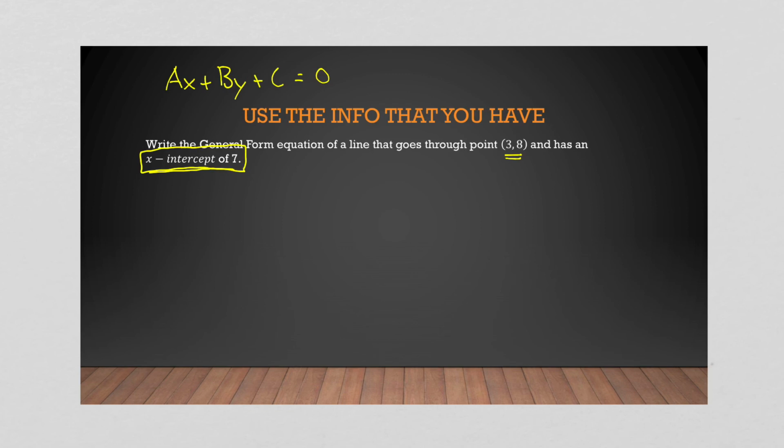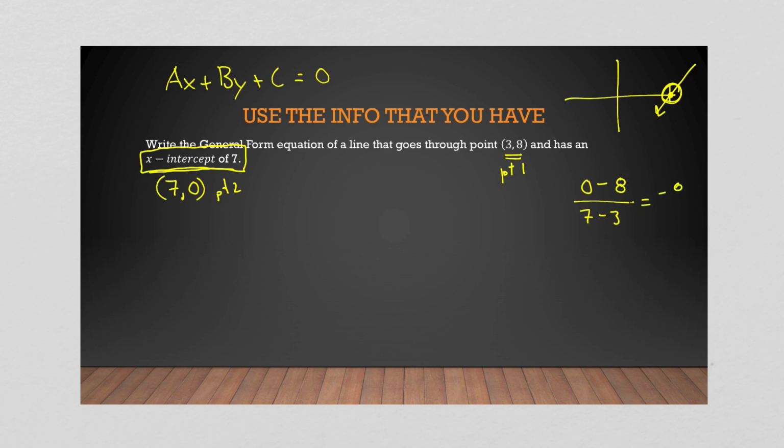If a line goes through at 7 on the x-intercept, right, whatever the line looks like, what is the value of that coordinate? It's 7, 0. So there you go. You have 2 points. So let's call this point 2, we'll call this point 1, and we'll do our slope equation. So 0 minus 8 over 7 minus 3 gives us negative 8 over 4, gives us a slope of negative 2.